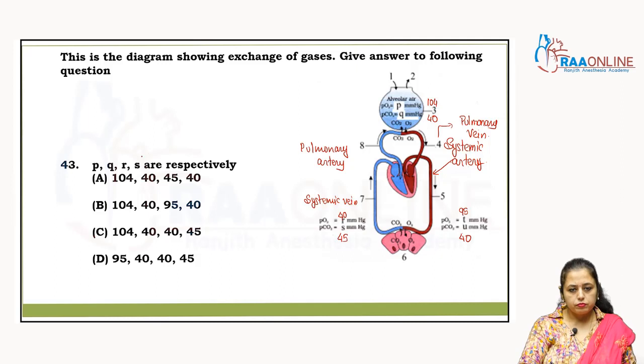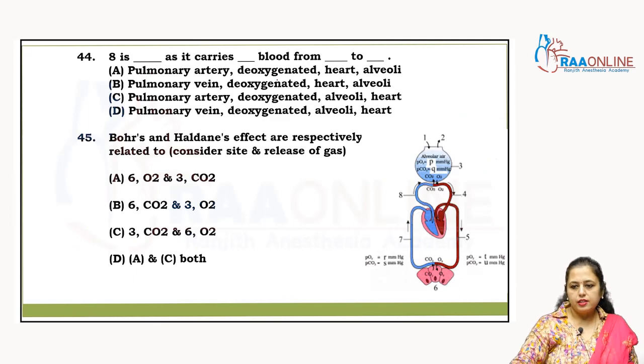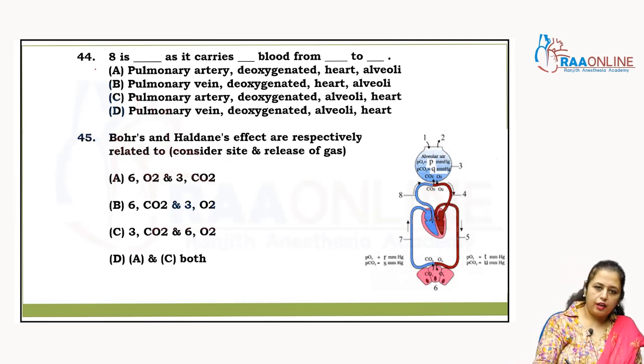Exactly. Now PQRS are respectively: P is 104, Q is 40, and in all these three options this is given, right. Now RS, that is 40 and 45. So the answer is C. That is the pulmonary artery, as it carries the deoxygenated blood from the heart to the alveoli. So the answer is A, right?